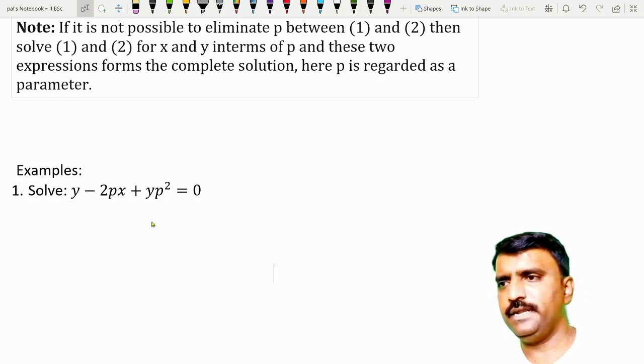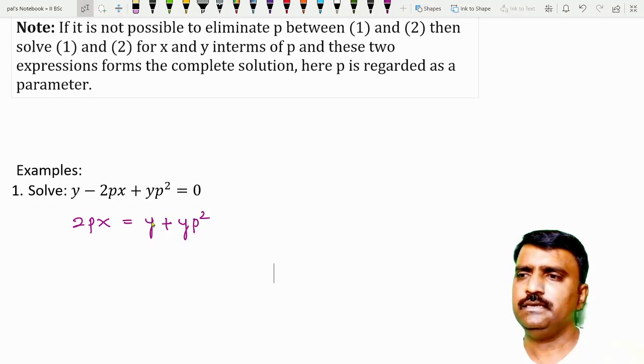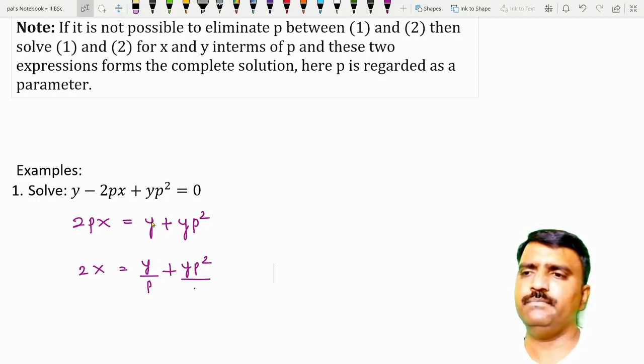So we can write this equation as 2px is equal to y plus yp square. Actually I need to separate this x, or you can keep 2 on the left hand side, no problem. So 2x is equal to y divided by p plus yp square divided by p, taking the division by p.